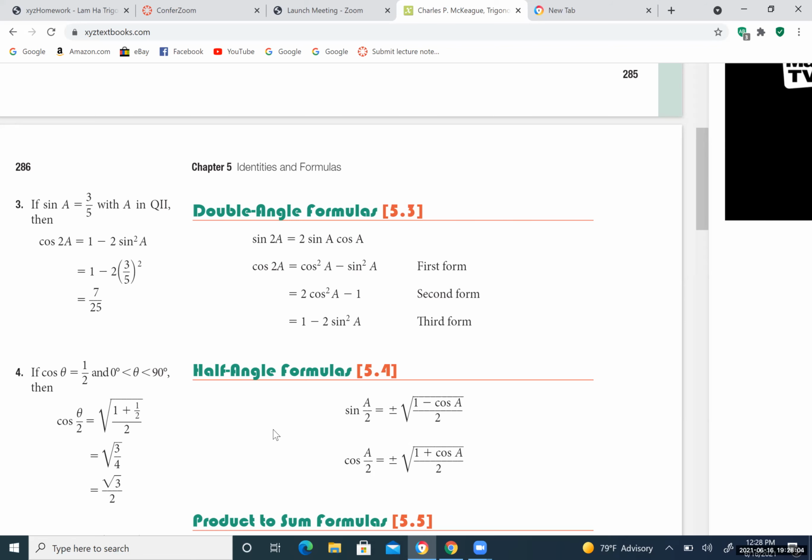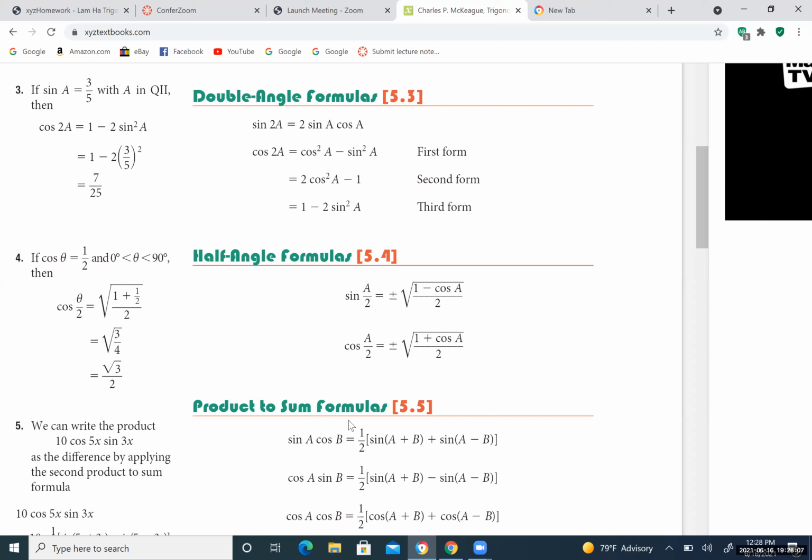Half angle formula. We have sine of a divided by 2, which equals plus and minus square root of 1 minus cosine a divided by 2. Cosine of a divided by 2 equals plus and minus square root of 1 plus cosine a divided by 2. I think the best way is to print it out, because there are too many formulas in one chapter. You don't have to write it down on a piece of paper; you can print it out. But if you have more time and want to remember it, write it as many times as you can in your notes.